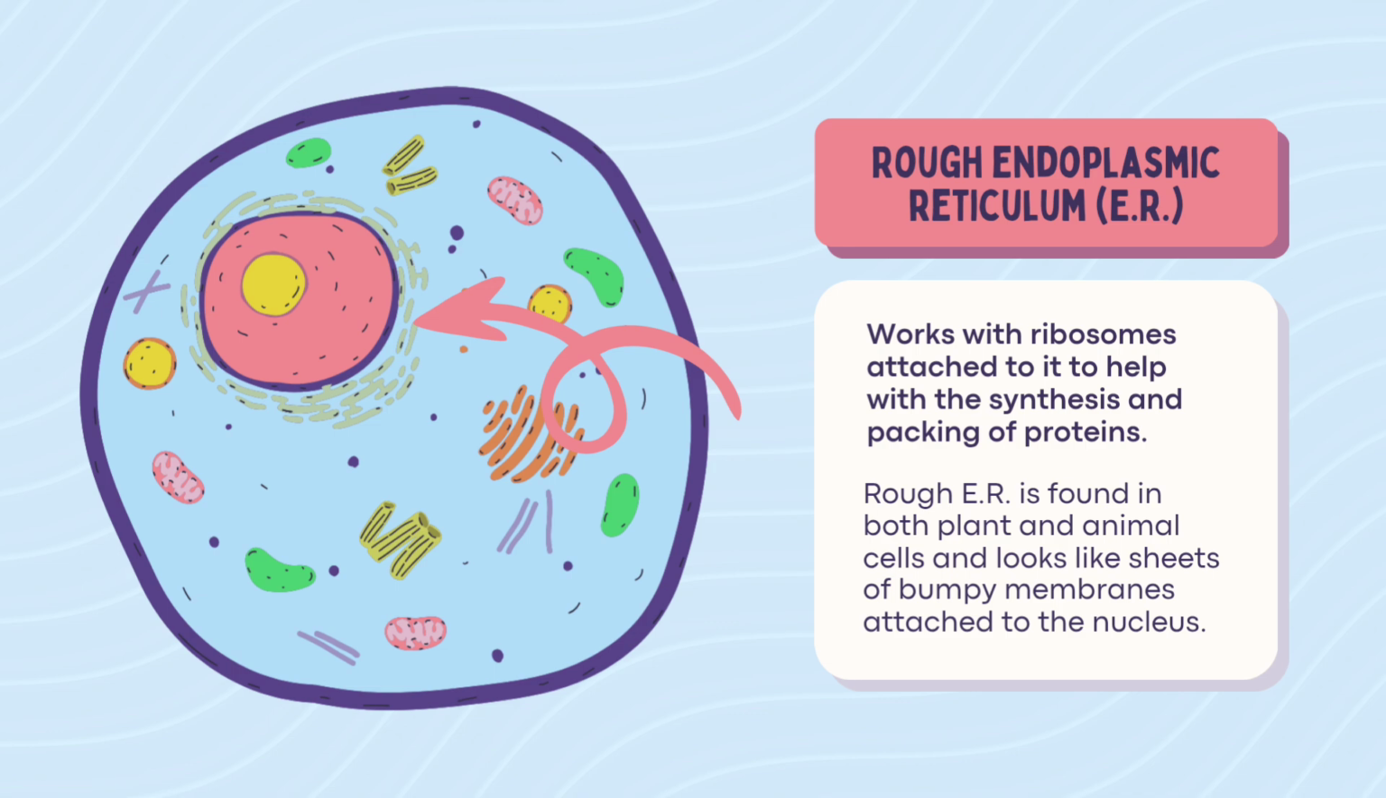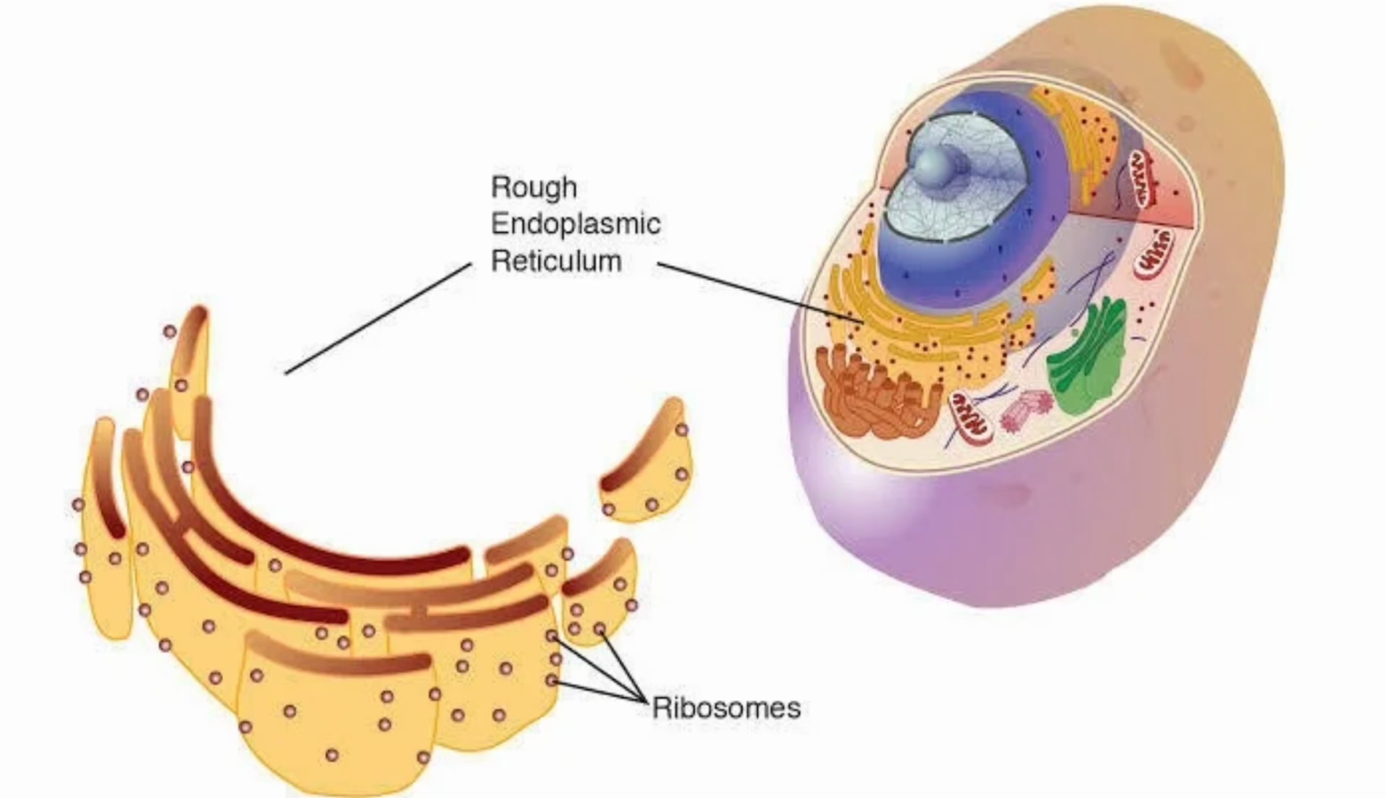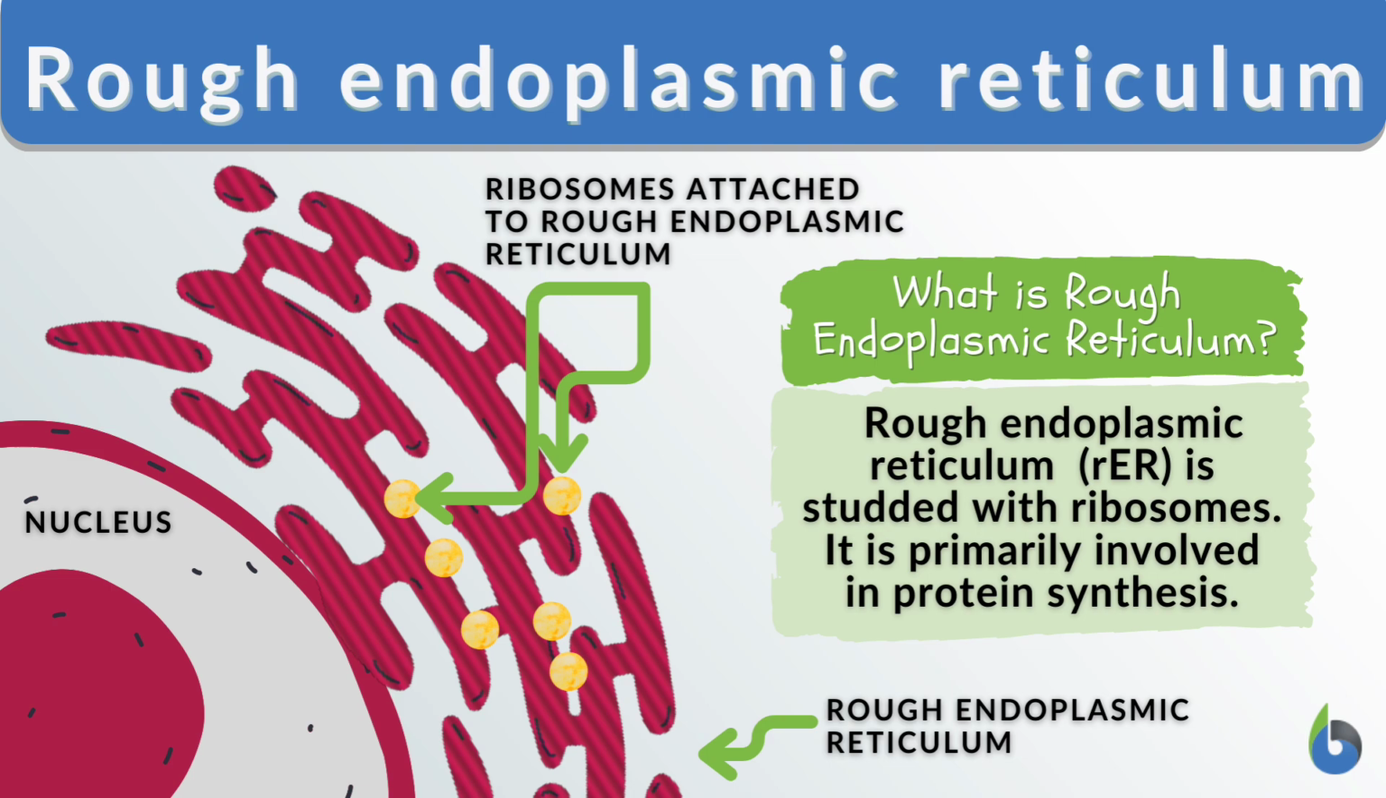Next is rough endoplasmic reticulum, or rough ER. Rough ER works with ribosomes attached to it to help synthesize and package proteins. Proteins are essential building blocks of the cell. Rough ER looks like sheets of membrane connecting to the nucleus and acts like a protein factory inside the cell.